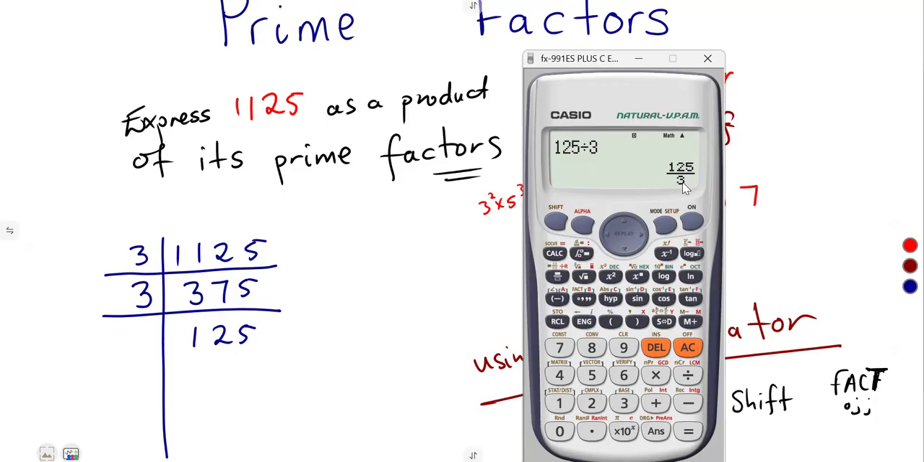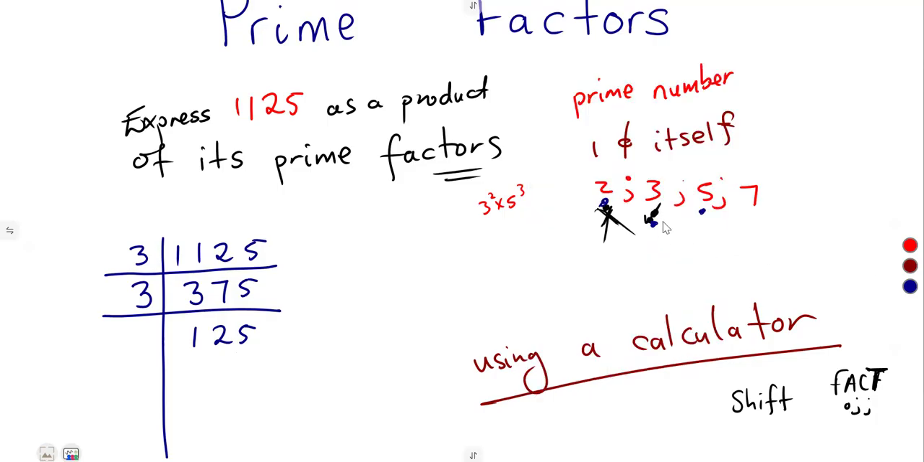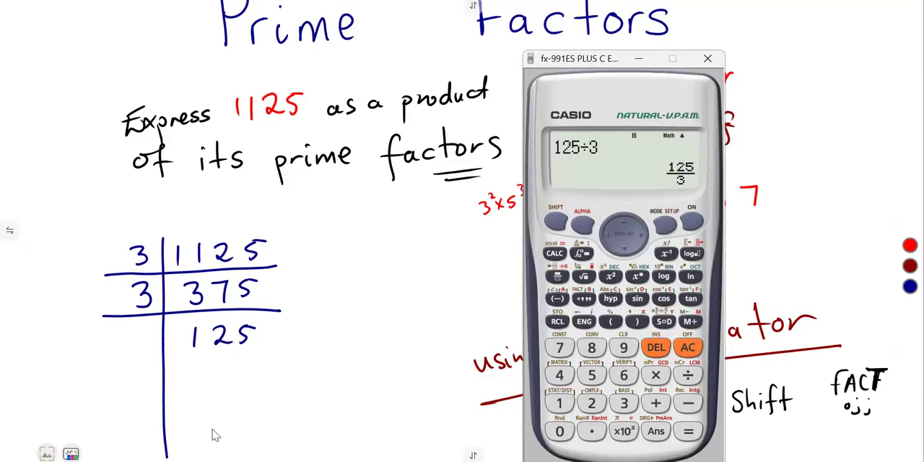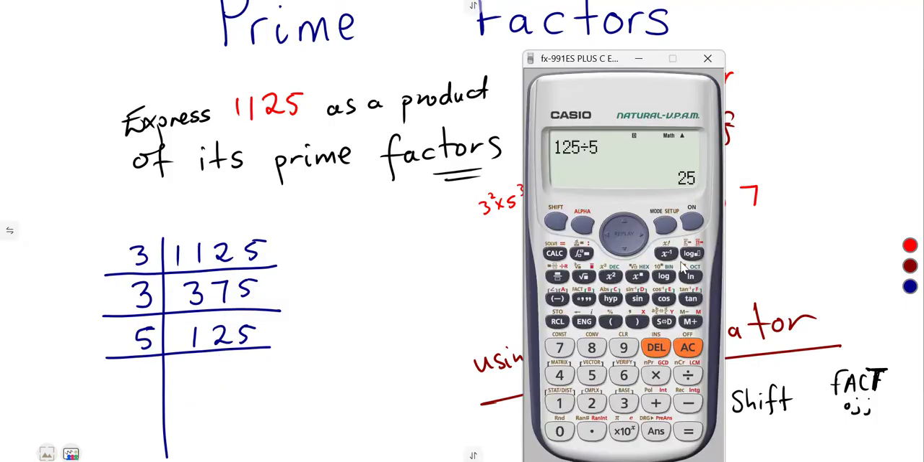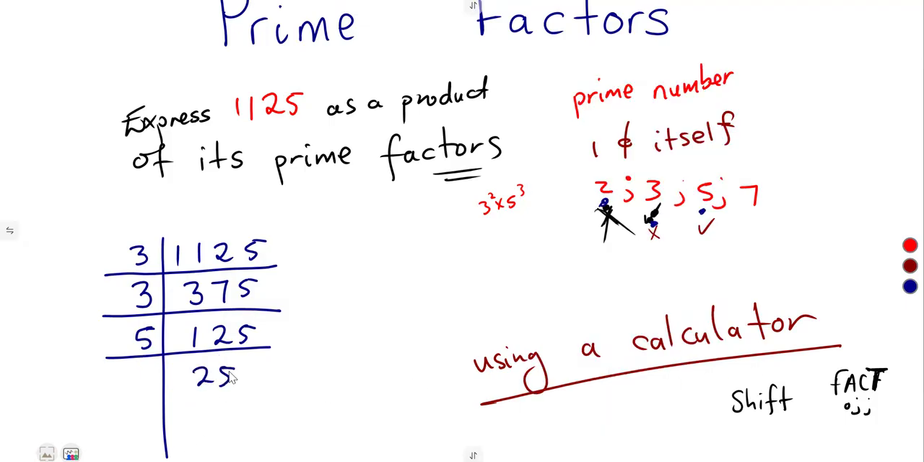So as you can see, it does not work. So you move on to 5. If 3 does not work, you move on to 5. So 125 divided by 5. We are getting what? An exact value. So 5 is what? A factor. So that's 5. 125 divided by 5 is what? 25. So we move on.